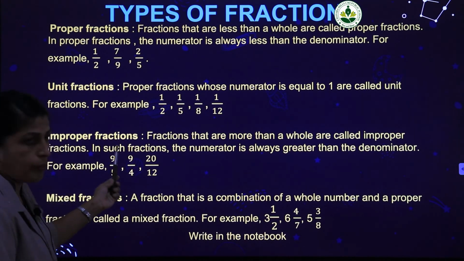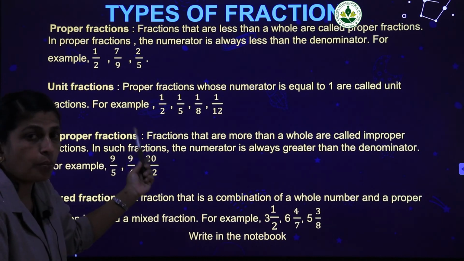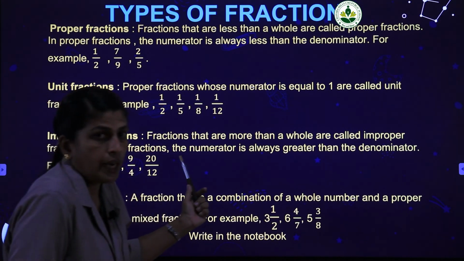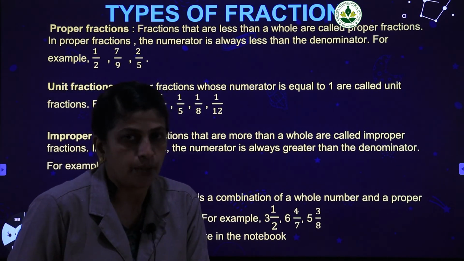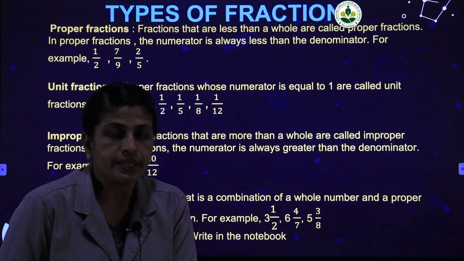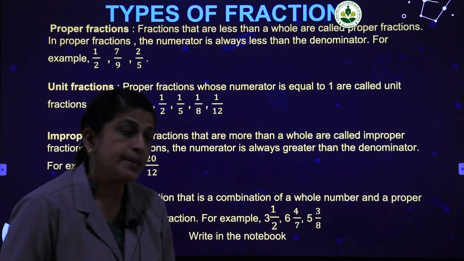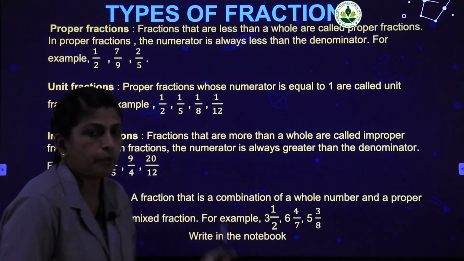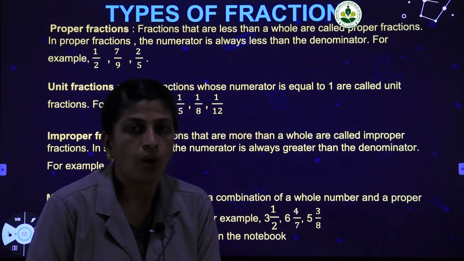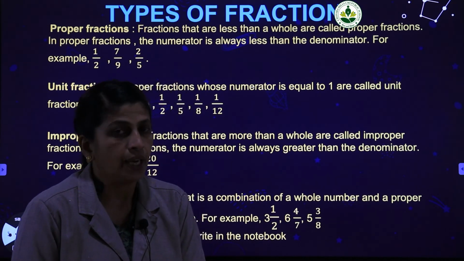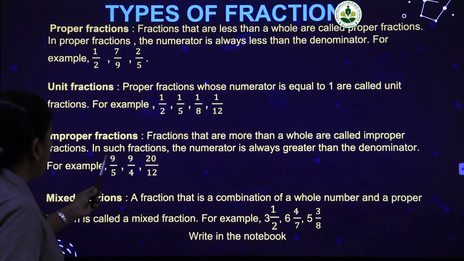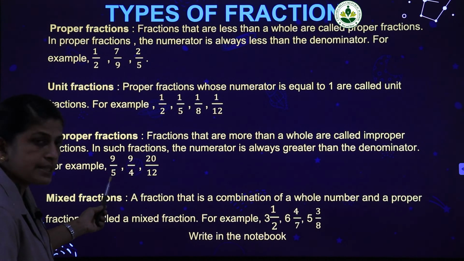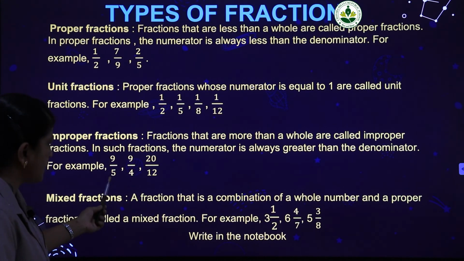Next is improper fractions. Proper fraction means the numerator is less than the denominator. Improper fraction means the fraction will be greater than a whole thing and its numerator is greater than the denominator. Therefore, in an improper fraction, the numerator is always greater than the denominator. For example, 9 by 5. In 9 by 5, 9 is the numerator and 5 is the denominator. 9 is greater than 5.